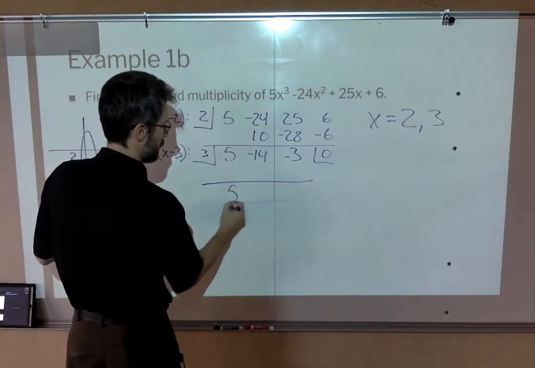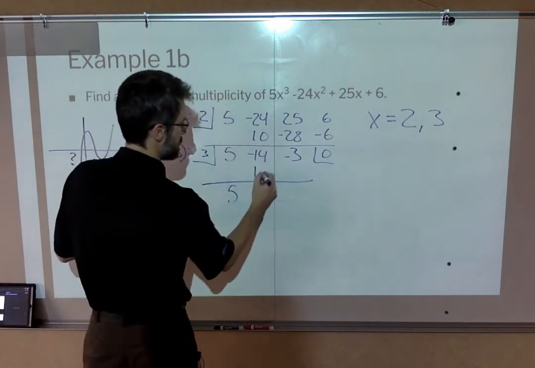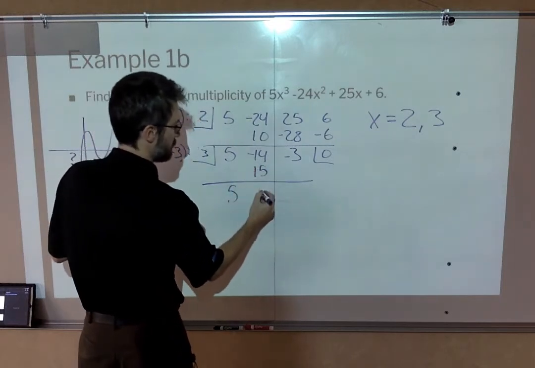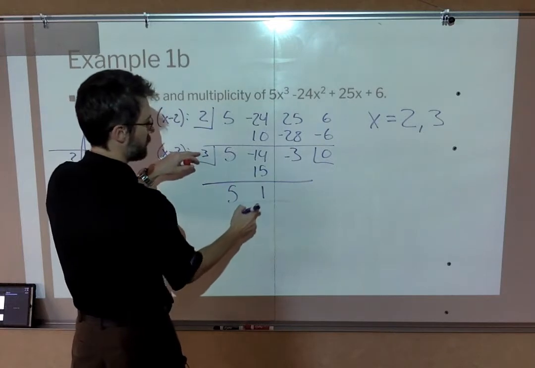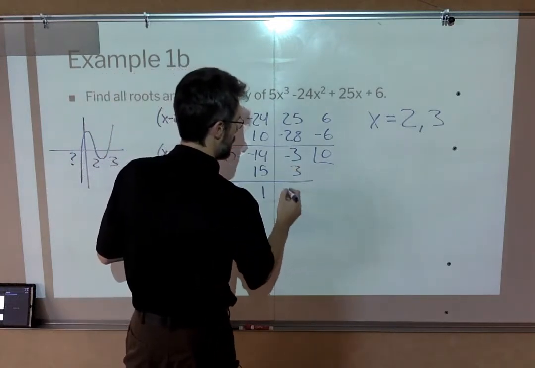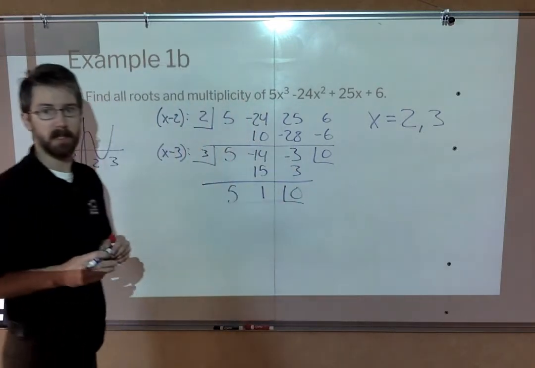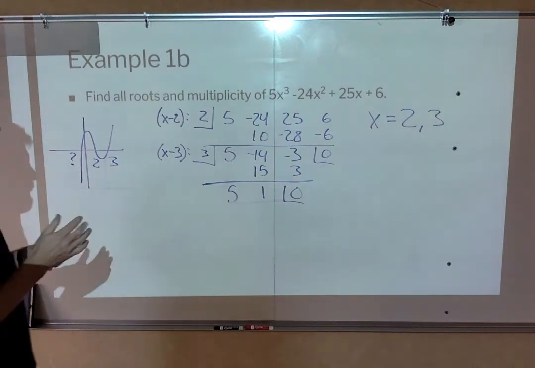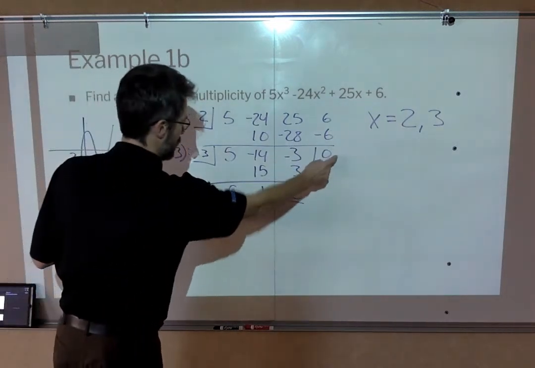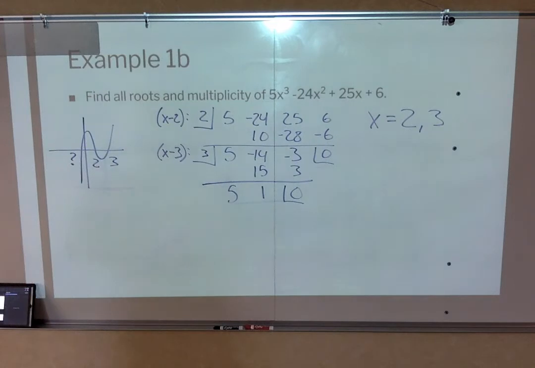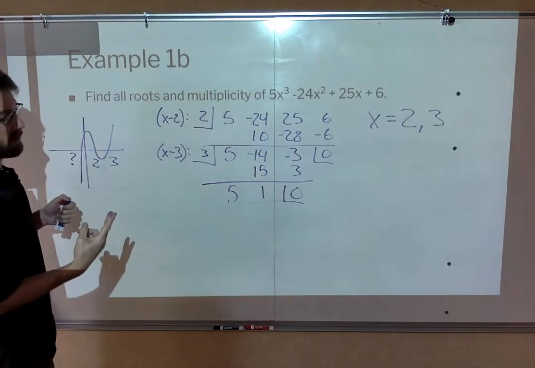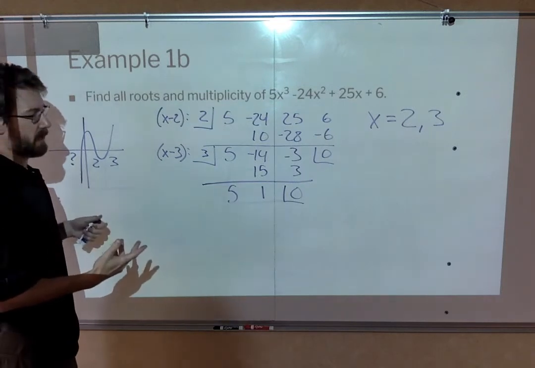All right, so bring down the 5. 5 times 3 is 15. Negative 14 plus 15 is 1. 3 times 1 is 3. And that leaves me with a remainder of 0. Good, everything's working so far. Always should have zeros for those remainders. Okay, so I took out the 2 whole number zeros. I took out all the whole number zeros that I could find.